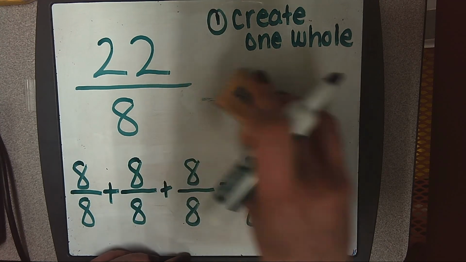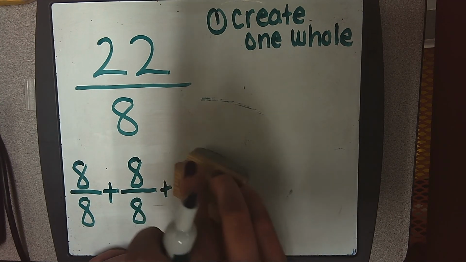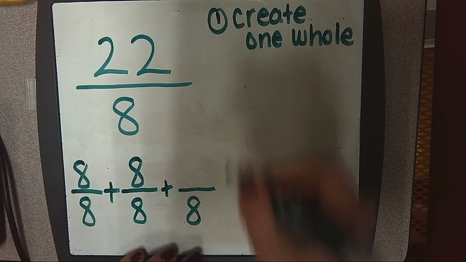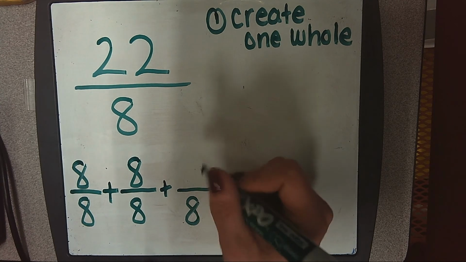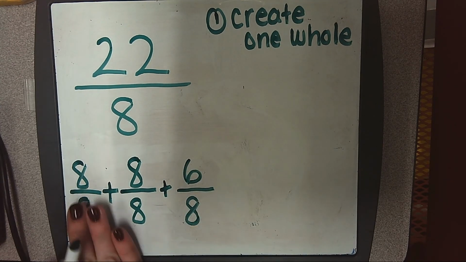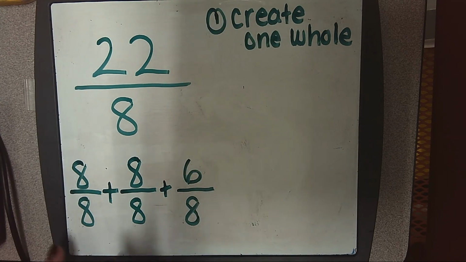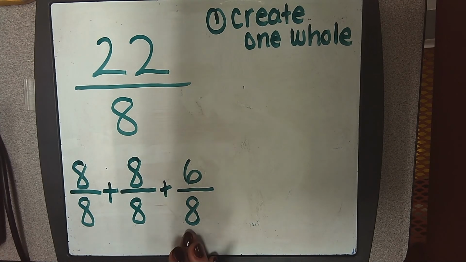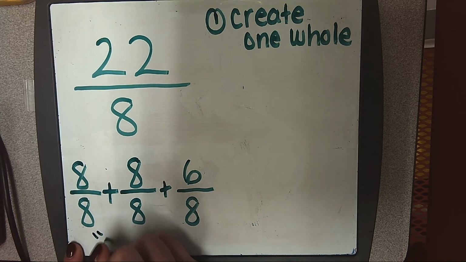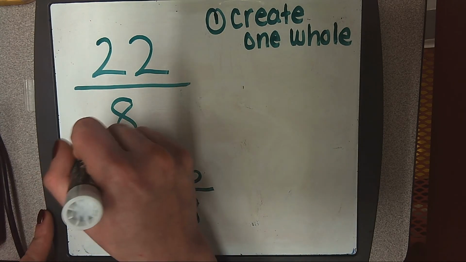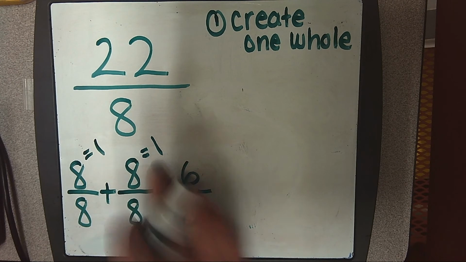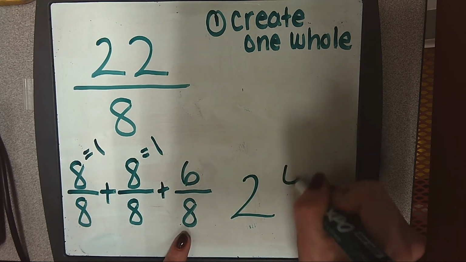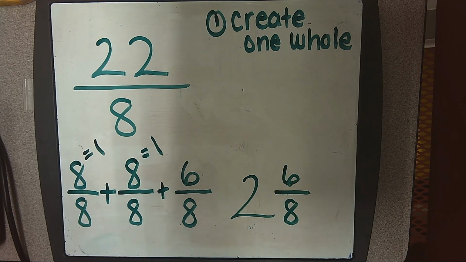So I can't make another whole, but what is left over for me to add to it? Well, 8 plus 8 is 16, and you can count up from 16 to 22. So if I counted up from 16 to 22, I would get 6/8. And this is 22/8 decomposed into one whole plus one whole plus 6/8 left over. 8/8 is equal to 1. So this 8/8 is also equal to 1. So we have a fraction that's equal to 1, a fraction that's equal to another one whole, and then 6/8 left over. 1 plus 1 gives us 2, and our remaining fraction part is 6/8. So that would be our mixed number.